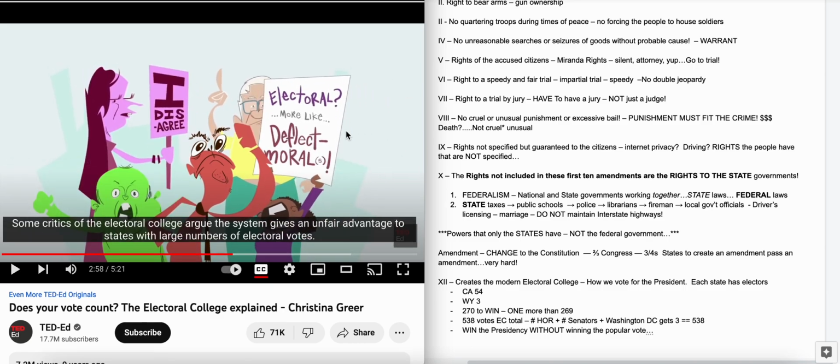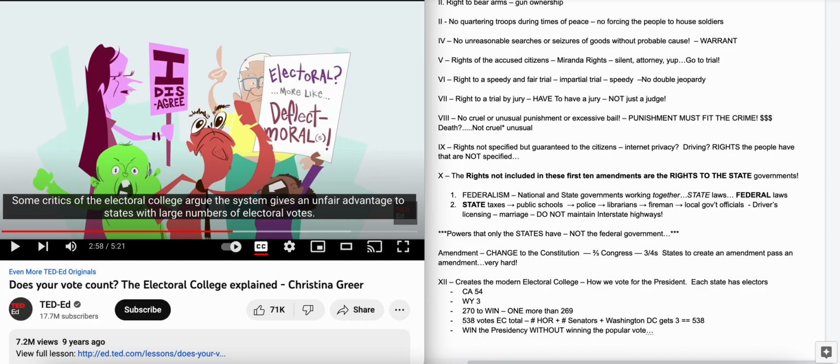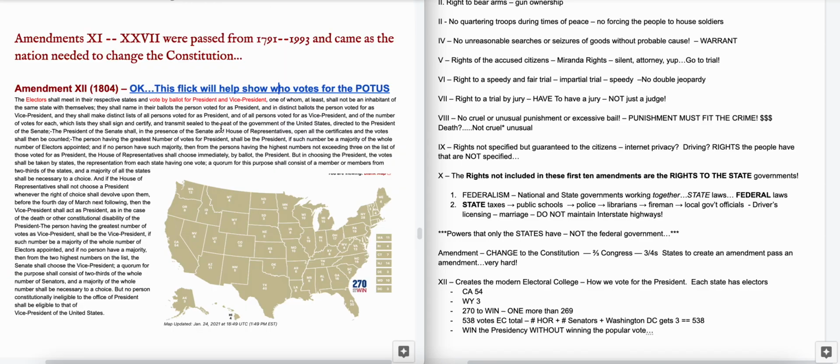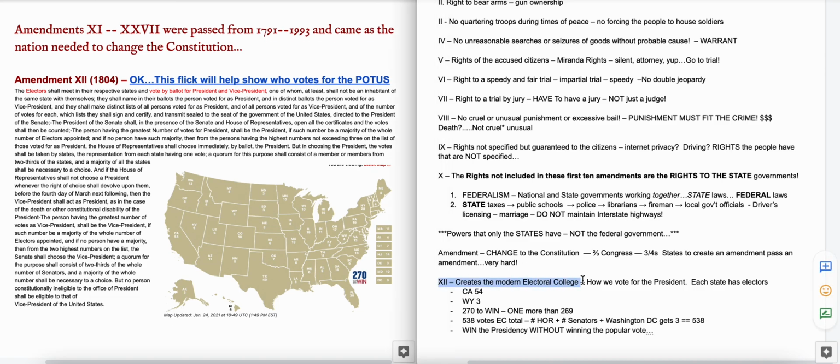All right, whoa. You guys need to kind of calm down a little bit. So let's get back out of this thing right here. All right. So the 12th Amendment, I would watch this, by the way. The 12th Amendment creates the modern Electoral College. That is what that does.